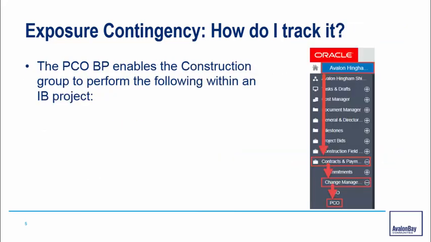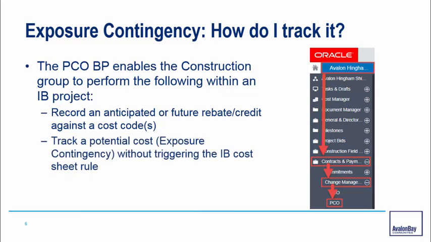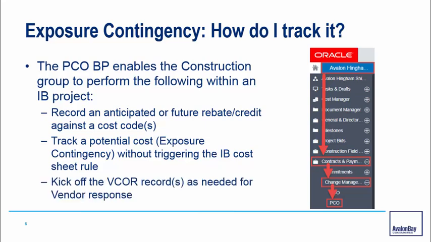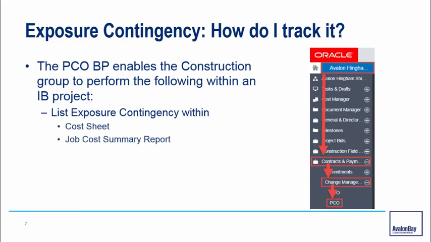To track exposure contingency, you can utilize the PCO as a tool. The PCO enables construction to record an anticipated or future rebate or credit against a cost code, as well as tracking potential costs, without triggering the I-beam cost sheet rule. You can also utilize the PCO BP to kick off the VCOR or the Vendor Change Order Request records as needed for vendor response. We won't go into that during this session, but just know that it is an option for you. The PCO is used to help you list exposure contingency within the cost sheet and the job cost summary report. And in addition, you'll be able to pull the PCO log.